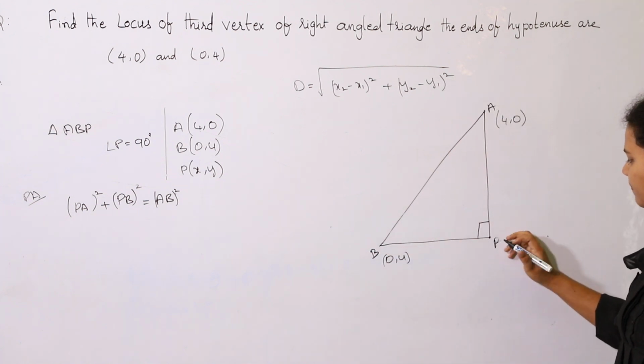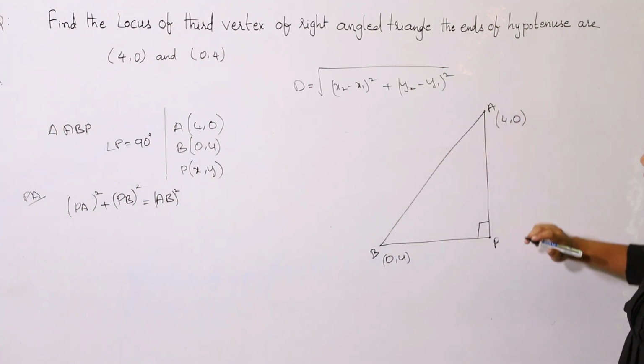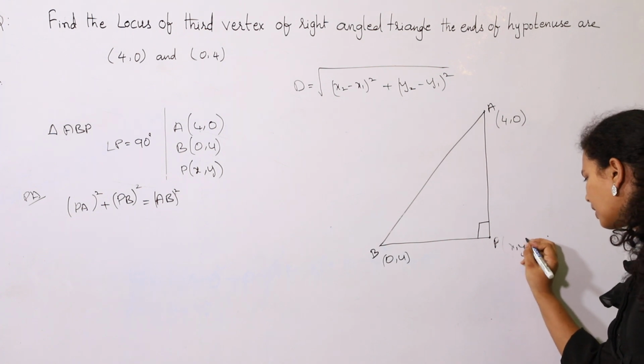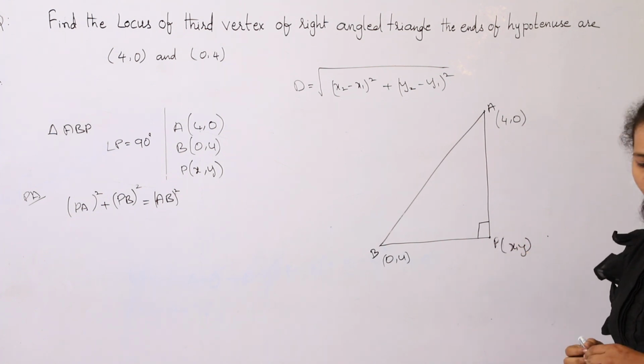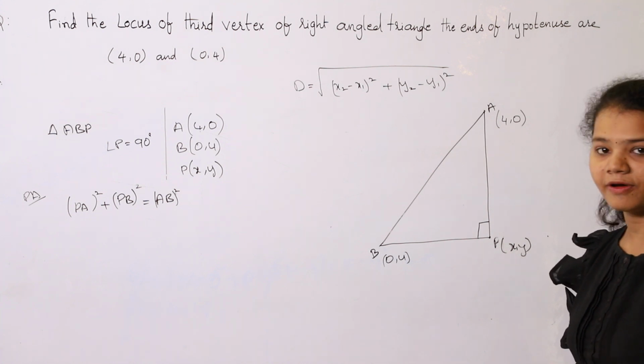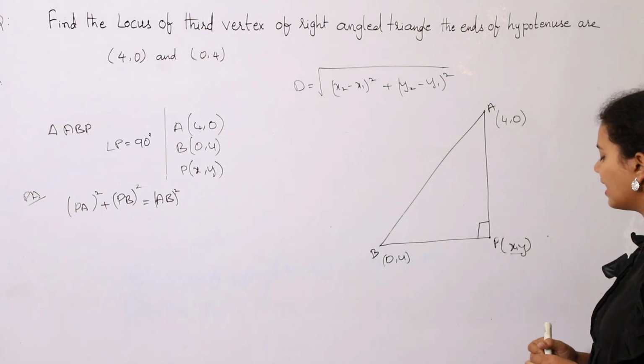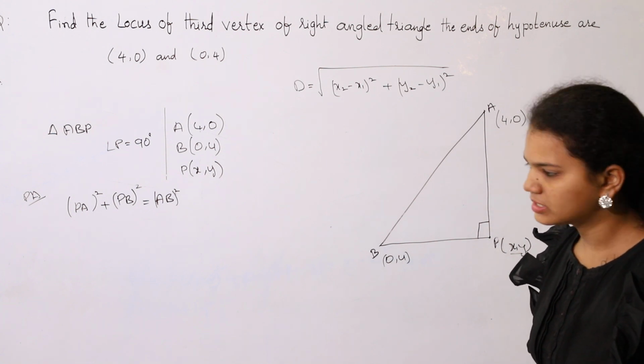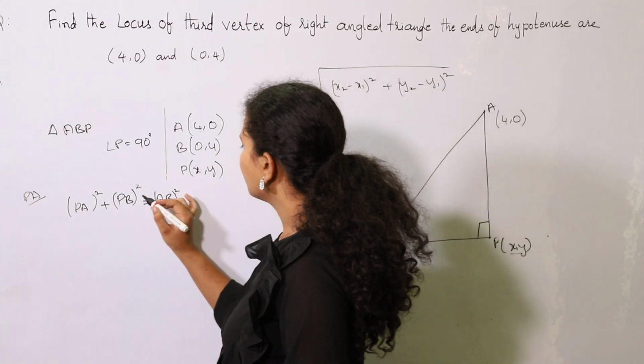So this is the P point, right? P point and A point. How do you find the distance between P and A, where P is x, y, right? So just take a look.